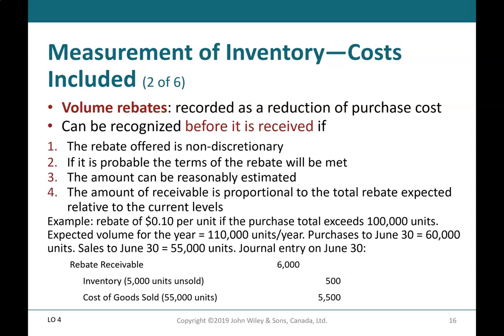Example, rebate of 10 cents per unit if the purchase total exceeds 100,000 units. Expected volume for the year equals 110,000 units per year. Purchases to June 30th equals 60,000 units. Sales to June 30th equals 55,000 units. Journal entry on June 30th. Debit rebate receivable 6,000. Credit inventory, 5,000 units unsold, 500. Credit cost of goods sold, 55,000 units, 5,500.